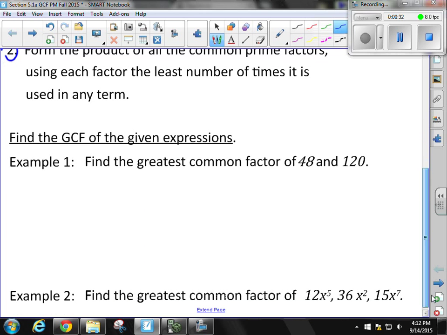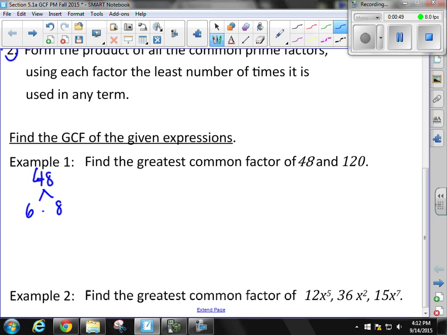So I have two examples for you. We're going to find the greatest common factor of 48 and 120. I'm going to use factor trees to do this. You can factor 48 in a number of different ways. I'm going to start by factoring it as 6 times 8.